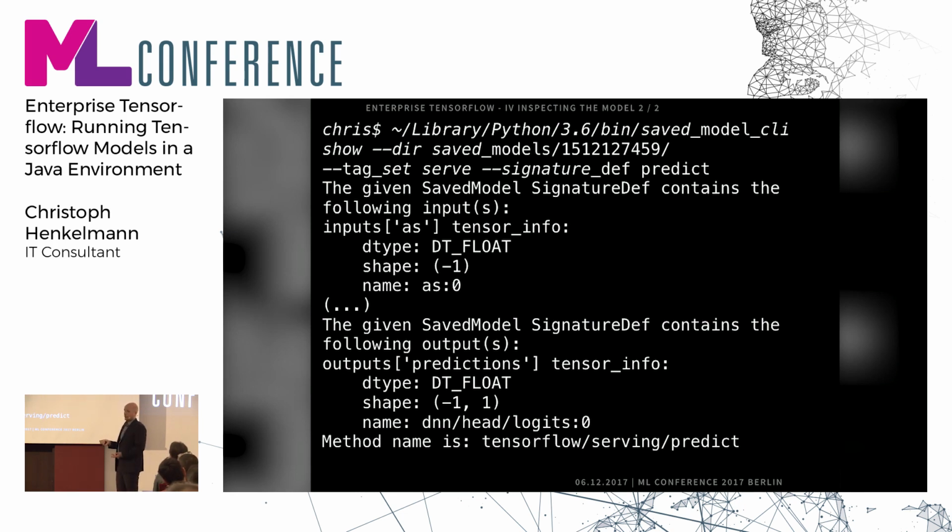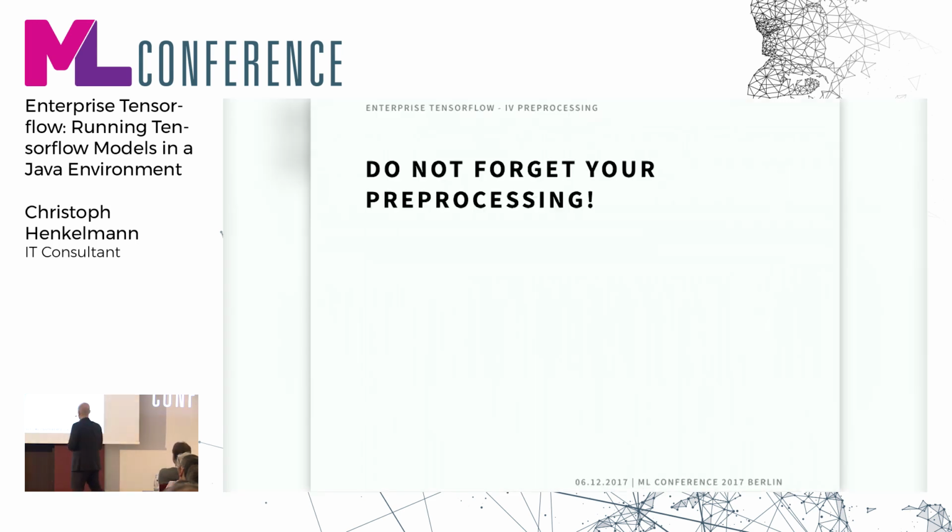And now we still don't know what our variable names are, but now we know our serve tag, we know our signature definition name, and now this command line application can tell us what the input and the output tensors are. The input tensors are boring. I abbreviated here because that's the names you chose yourself. But here it gets interesting. See, the given SavedModel signature graph contains the following outputs. Predictions, and here's the tensor info, and here is the name. And this is the name you need to choose in order to get the result from your Java code.